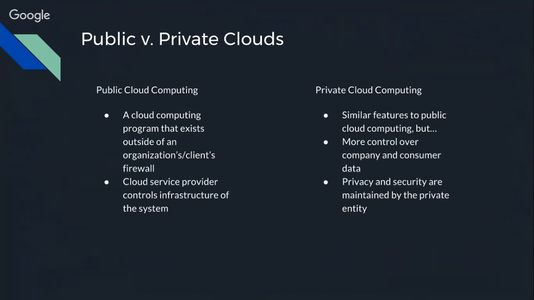Now that we have a grounding with what cloud computing is, let's take a look at how consumers and businesses utilize this technology. For most consumers, a public cloud computing platform will be used. This is a program that exists outside of the client's firewall, and the cloud service provider controls the infrastructure of the system. Now, with businesses, they tend to use private cloud computing platforms. The key difference is that the business maintains control over sensitive data within a firewall for increased privacy and security.